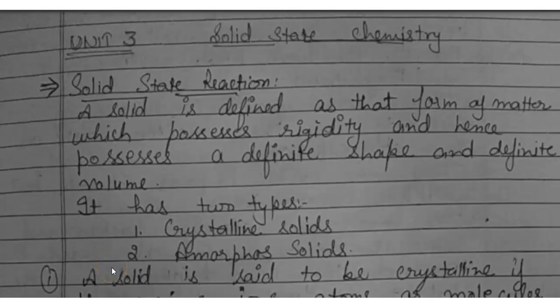Now first, solid state reaction. A solid is defined as the form of matter which possesses rigidity and hence possesses a definite shape and definite volume. Solids have definite shape and definite volume, and they are hard. It has two types. First is crystalline solid and second is amorphous solid.